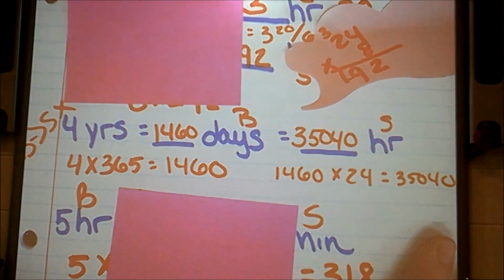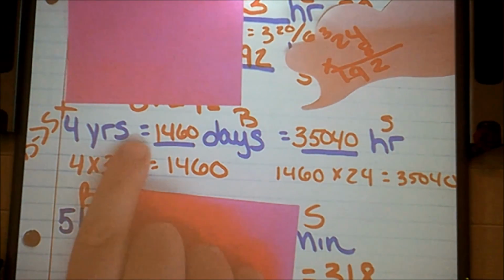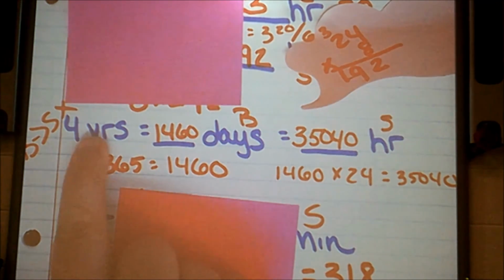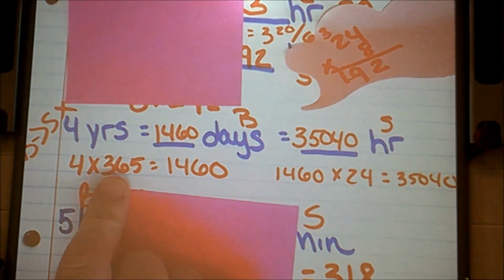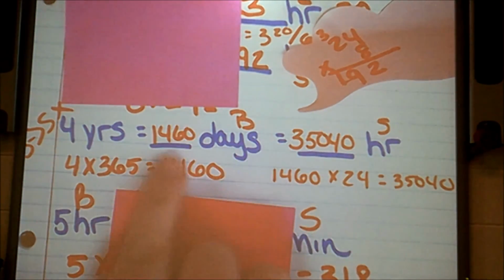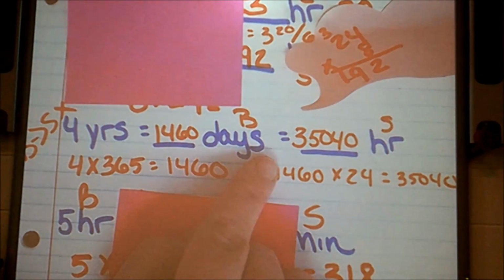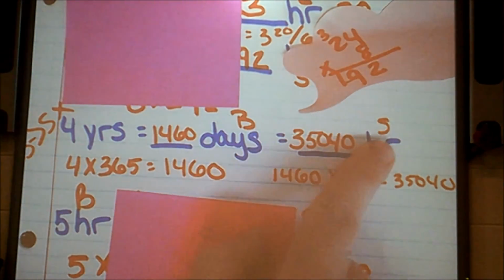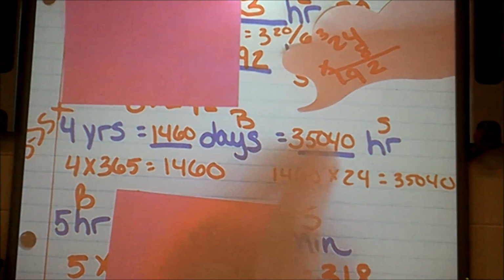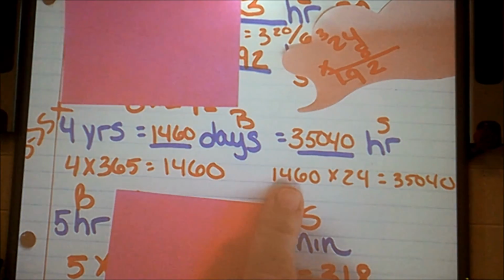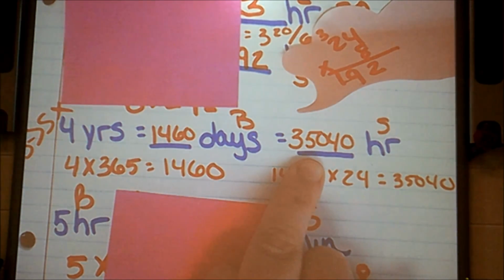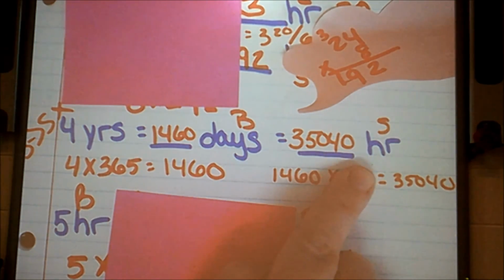So guys, I got for my answer, 4 years is equal to 1,460 days, because I multiplied 4 years times 365 days in each year to give me that product. Then, because I had these days, I went big to small again, and all I did was convert my 1,460 days into hours. So I multiplied 1,460 times 24 to give me an answer of 35,040 hours.